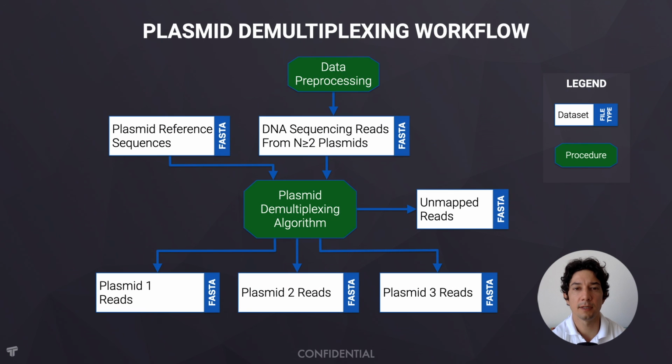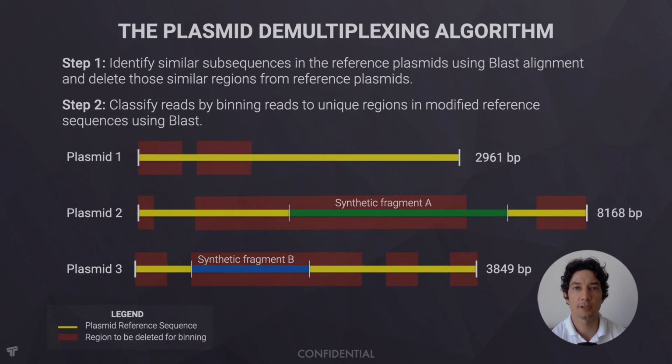Okay, so now we've gone through data pre-processing and we have filtered reads, and I briefly explained about the plasmids that were used in the proof of concept study that we have reference sequences for. And so now we'll move on to plasmid demultiplexing. So there's two major steps for our plasmid demultiplexing algorithm. The first step is to take the reference sequences for all of the plasmids that you expect to have reads for in the sequencing data.